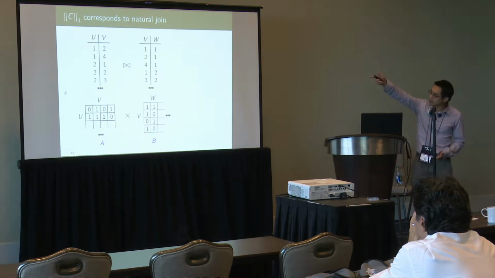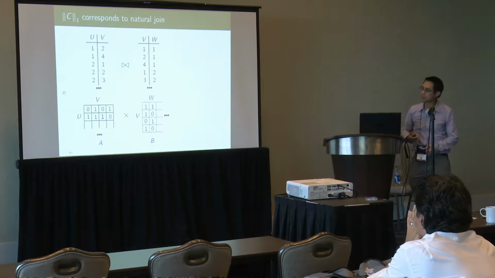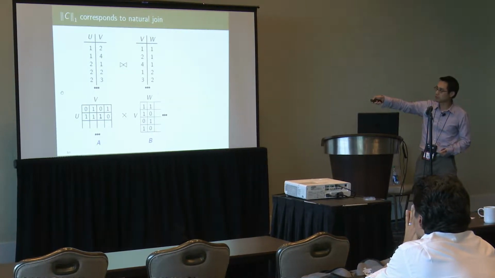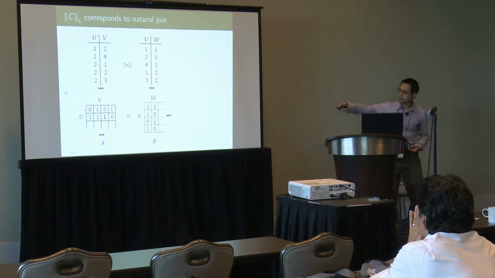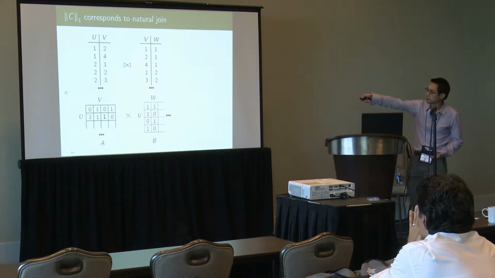To see how the L1 norm of C corresponds to the size of the natural join, let's consider two tables. The first table has two attributes, U and V, and the second table has two attributes, V and W. We can convert these two tables to matrices. Here, the tuple (1,2) corresponds to this 1 bit in this matrix, (1,4) is this bit, and (2,1) is this bit. You can do the same thing for the second table.